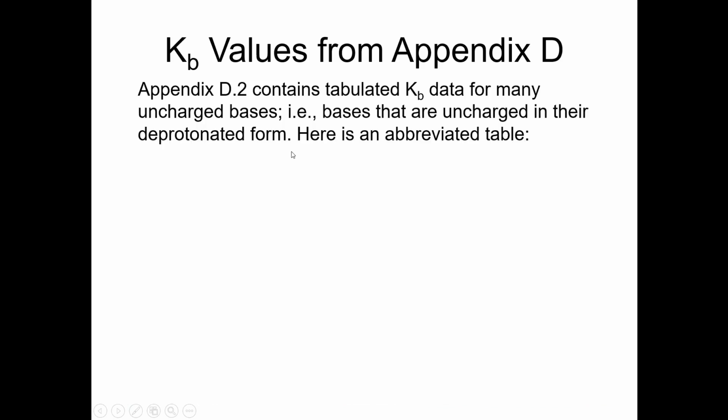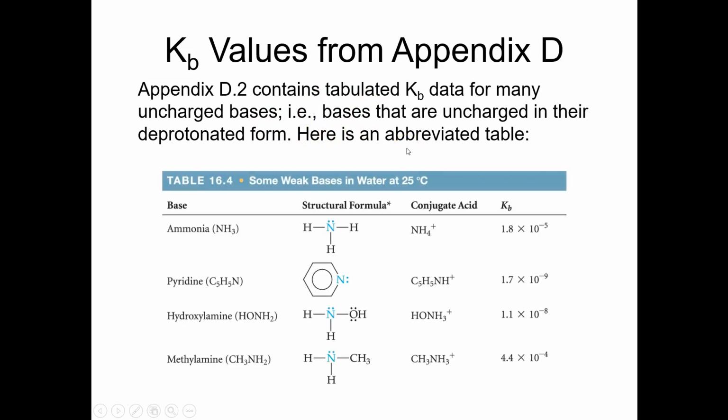Then there's Appendix D2, as I mentioned. This contains a bunch of tabulated Kb data for a lot of uncharged bases, that is, bases that are uncharged in their deprotonated form. There's also an abbreviated table of these in your chapter, and it looks like this. Generally when we think of bases, we think of something with a negative charge like chloride or fluoride or acetate, bisulfate, phosphate, stuff like that. But there are some bases, as we've learned, where the base is a neutral molecule, and it's the conjugate acid that has a positive charge.